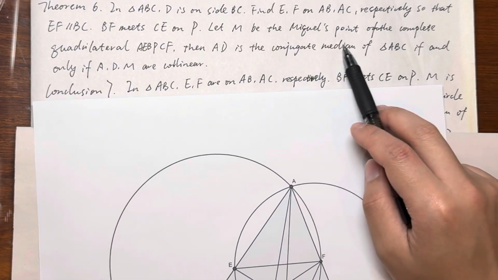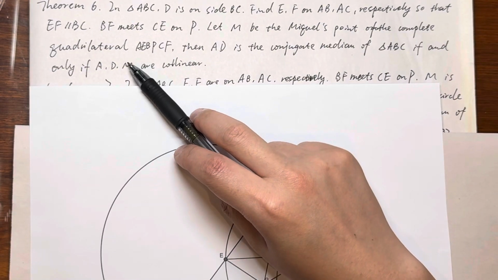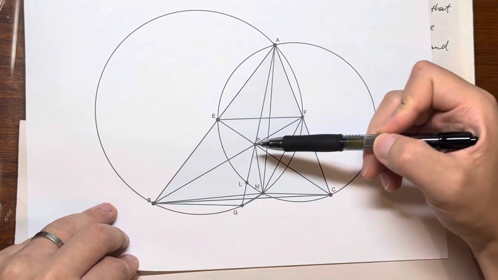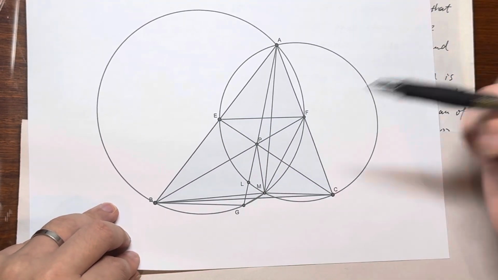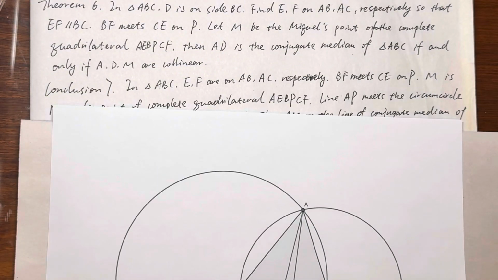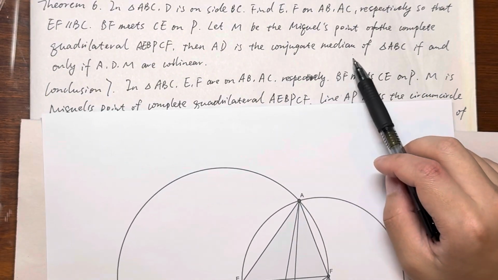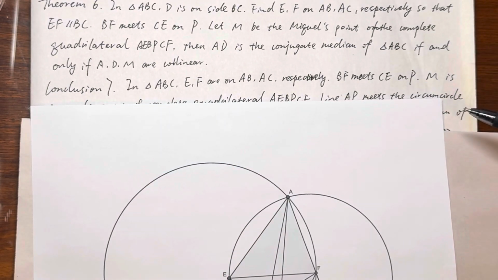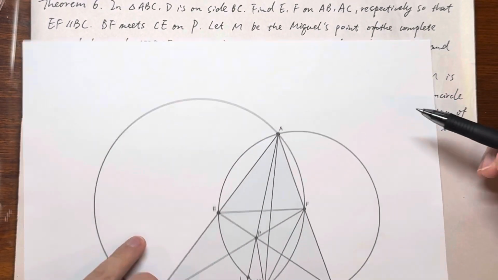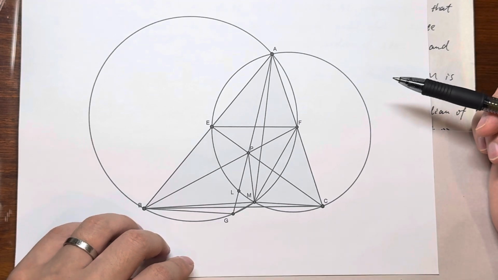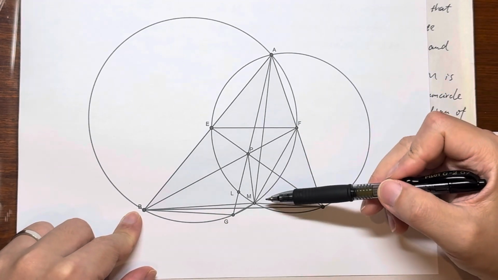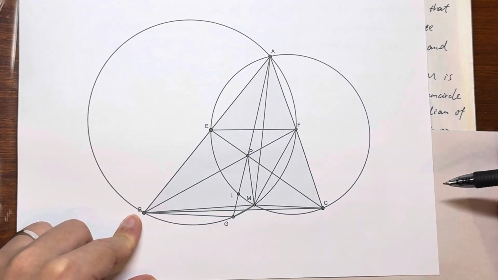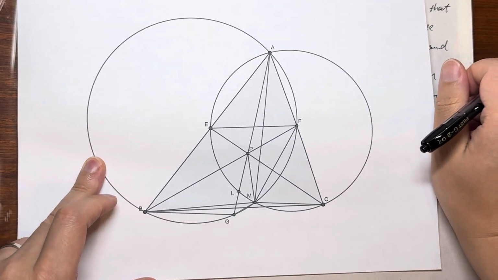So M is the Miquel point of the complete quadrilateral AEBPCF. Here we have AEBPCF, right? M is the Miquel point. Then AD is a conjugate median of triangle ABC if and only if A, D, M are collinear. Basically, it's just asking us to prove that AM is a conjugate median of the triangle BAC, right?